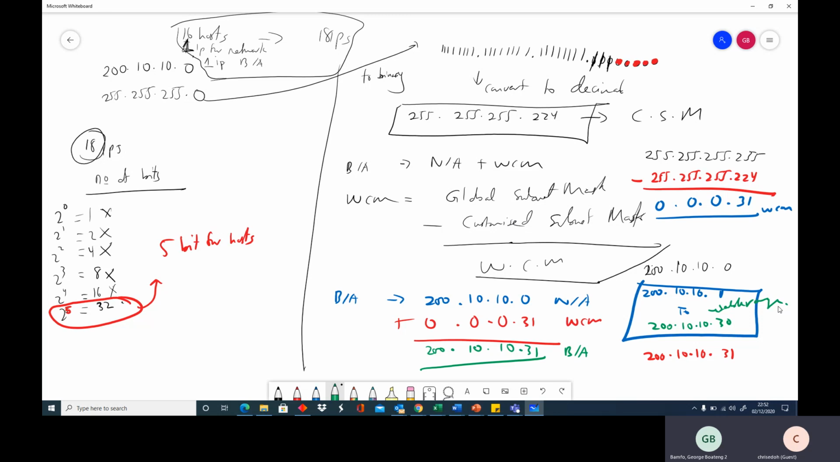But what I want to ask is, we needed 18 IPs, but we got 30. Yeah, because we're trying to prevent wastage. In binary, there's nothing like 18. So we have 2, 4, 8, 16, 32. So the best one is 32. Is that okay?